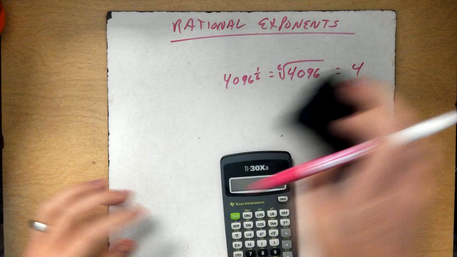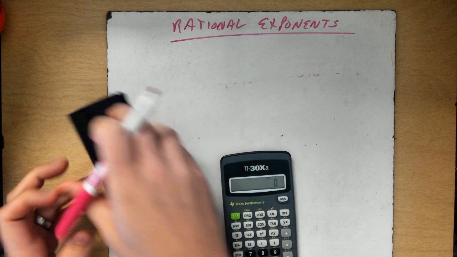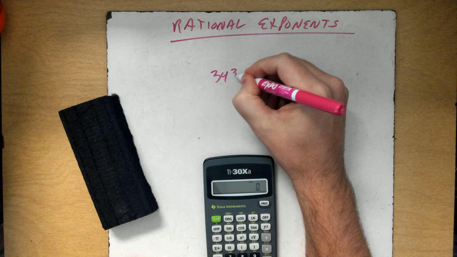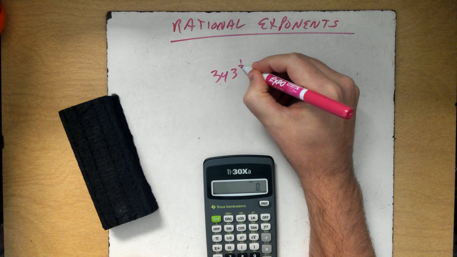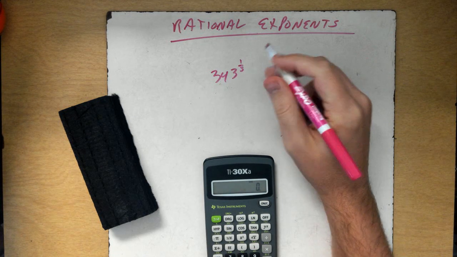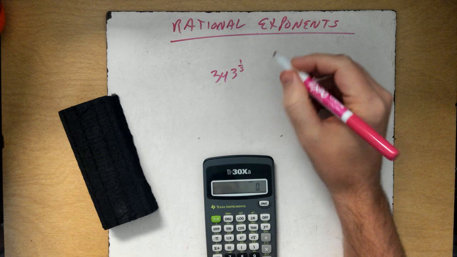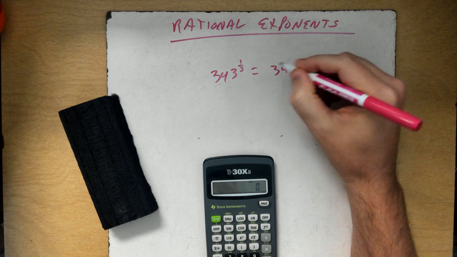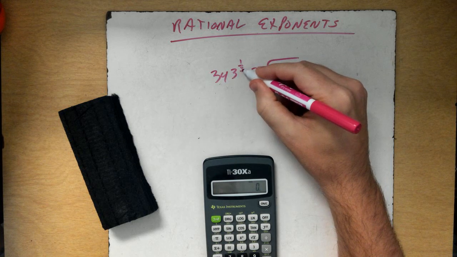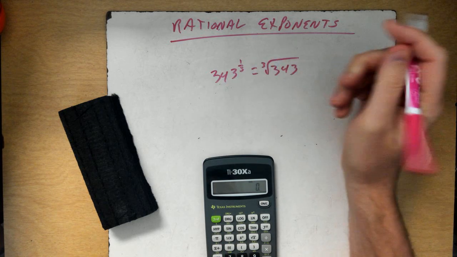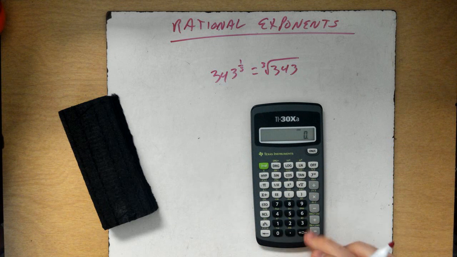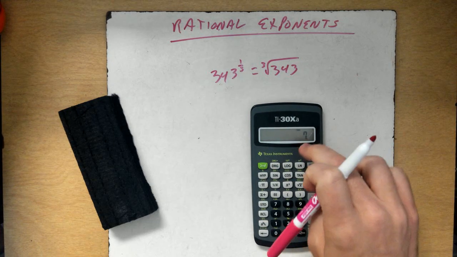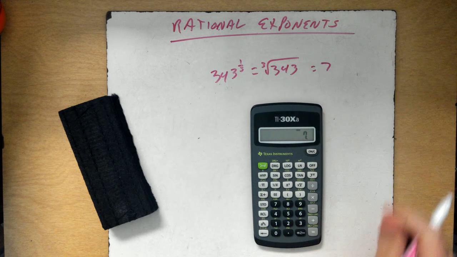And then last but not least for this subsection, let's do 343 to the 1/3 power. Remember, we're going to convert our 1/3 power to a root, a radical. Let's do 343, and because our bottom number is 3, it's going to go right here, 3. And then we can go ahead and do that. 343, second, 3, and that's going to give us 7, okay?